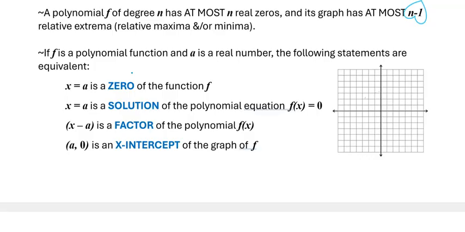Now we're going to move on to talking about the zeros of a polynomial. Now, when we were in class today, we talked about what the zero of a polynomial is, or the zero of the function is. A zero of the function is where the graph of that function crosses the x-axis, like here, or here, or here.